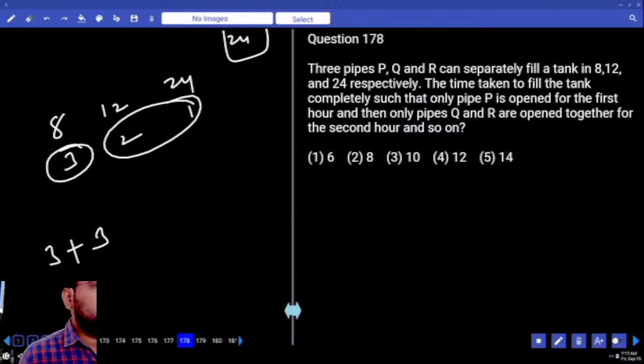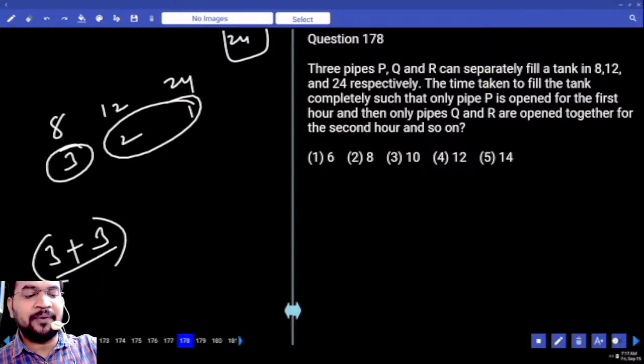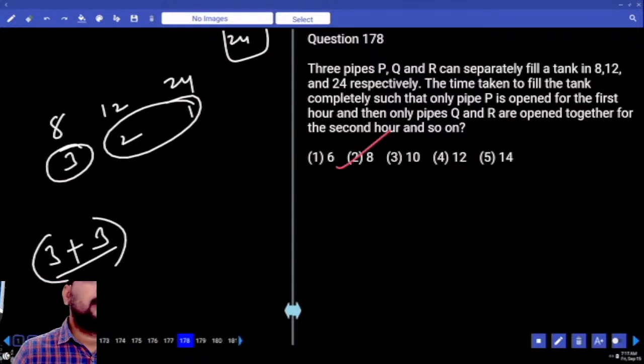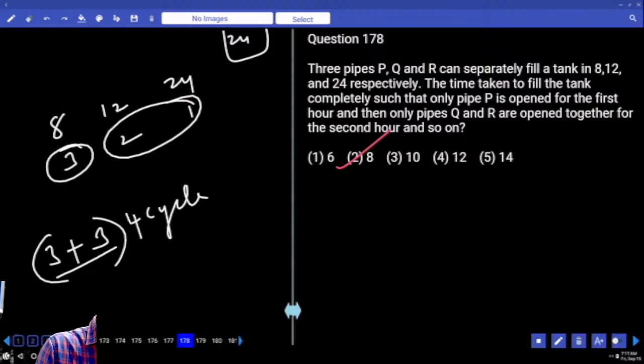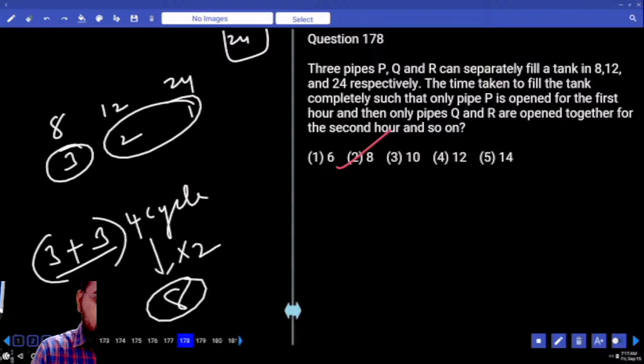Like this, in how much time? This is one cycle, and one cycle is 2 hours. Are you clear or not? In one cycle, how many liters are filled? 6 liters. Total is 24. How many cycles do we require? 4 cycles. Each cycle is 2 hours, so your answer is 8 hours. One cycle is 6 liters, so we need 4 cycles, each cycle is 2 hours. This is the alternate days concept.